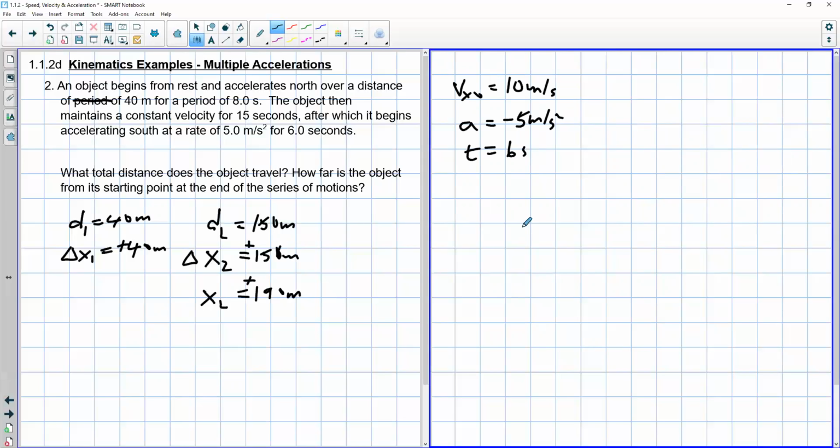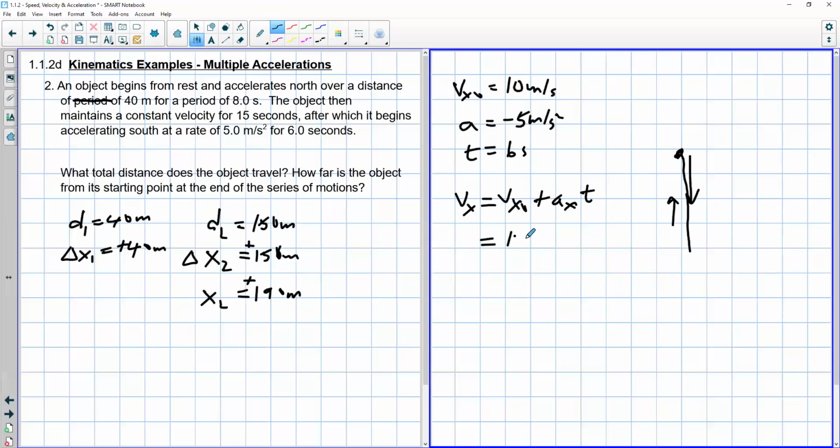So note what's going to happen here. This object that's traveling north is going to slow down, and it's actually going to stop and turn around. How do I know that it's going to stop and turn around? Well, if we accelerate at 5 meters per second squared and our initial velocity is 10, it's only going to take 2 seconds for it to stop. And then we're going to be accelerating for an additional 4 seconds. So if we want to know what the final velocity is, Vx equals Vx naught plus axt.